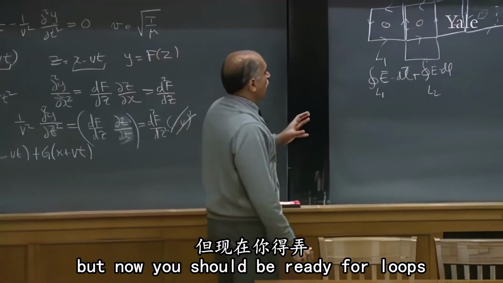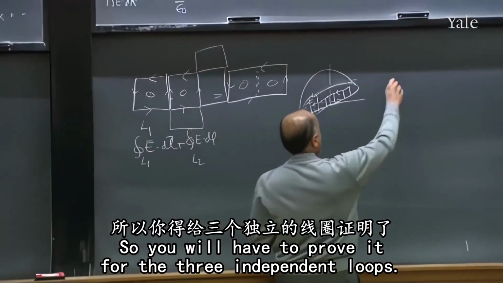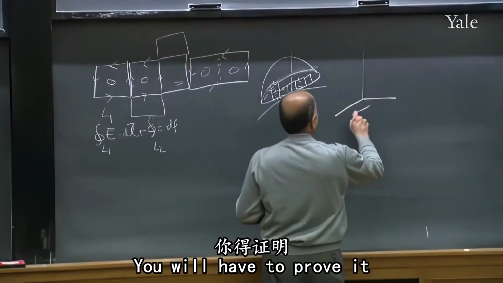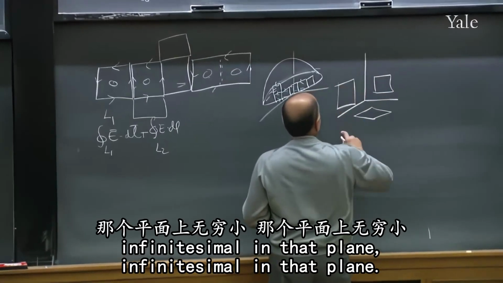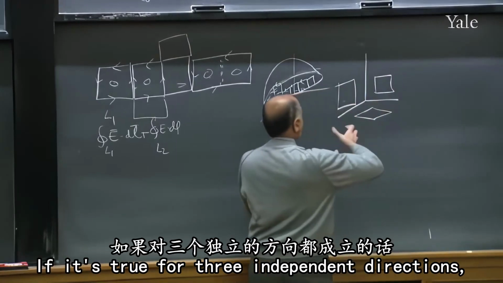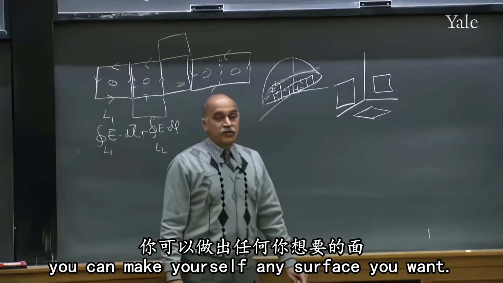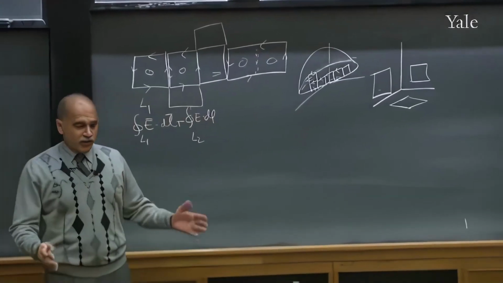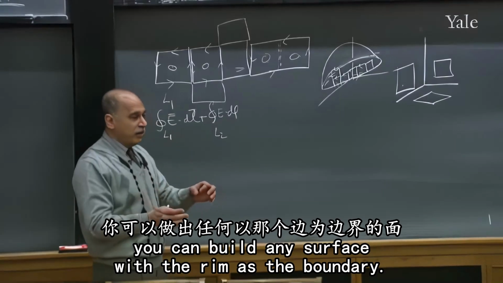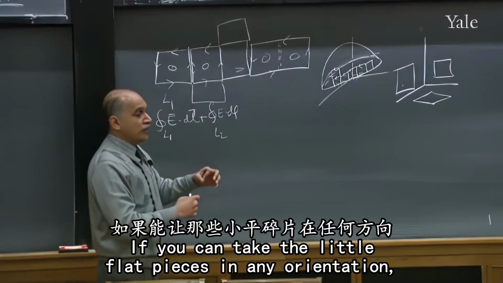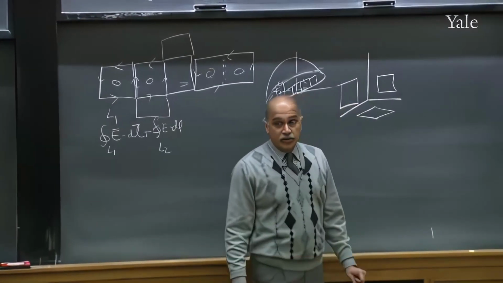But now you should be ready for loops that are not lying in the xy plane. So you will have to prove it for the 3 independent loops. You will have to prove it for an infinitesimal loop in that plane, infinitesimal in that plane, infinitesimal in that plane. If it's true for 3 independent directions, then by combining those little pieces, you can make yourself any surface you want. In other words, I'm saying given a rim, you can build any surface with the rim as the boundary if you can take the little flat pieces in any orientation, and it's enough to have them in the xy, yz, and zx planes.